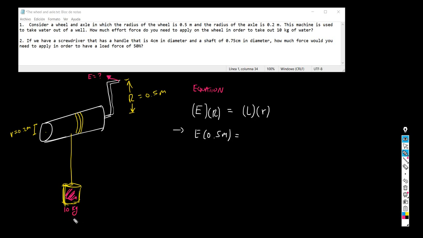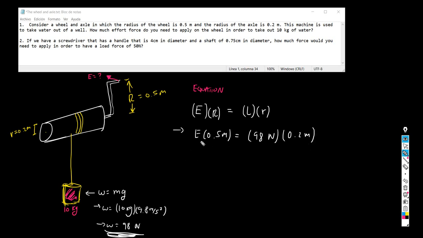Do we have the load force? You may think that it's 10 kilograms, but no, this is mass. And this thing represents a force. So you need to get the weight of the water. You don't want the mass, you want the weight. And weight equals mass times gravity. So therefore, the weight is going to be 10 kilograms times 9.8 meters per second squared. And so the weight is going to be 98 newtons. So that's it. That's the load that you want to lift. 98 newtons, and small r, which is 0.2 meters.